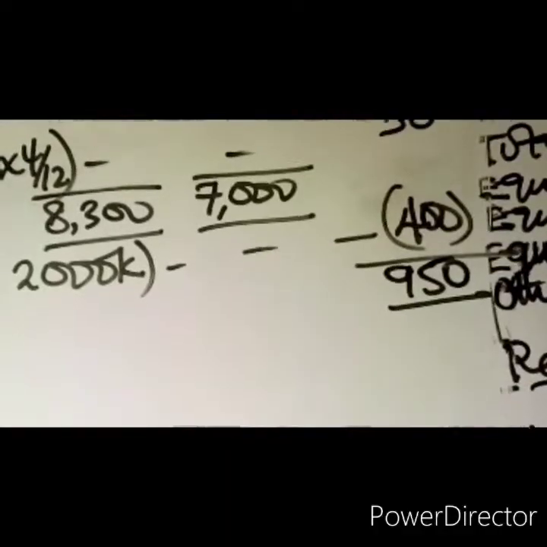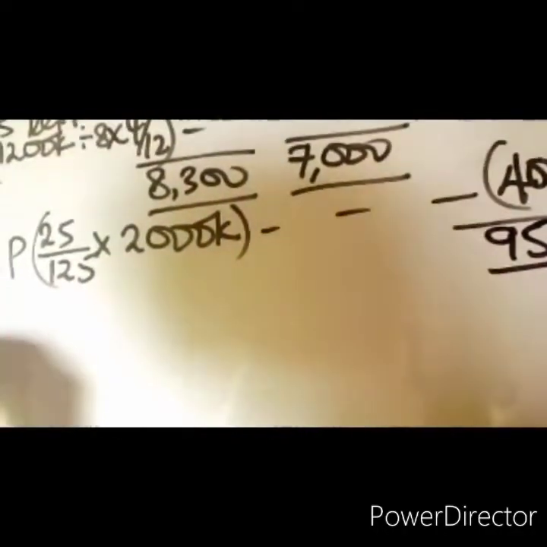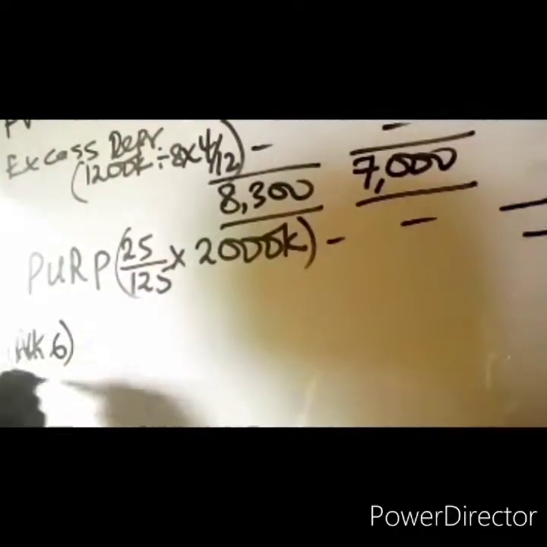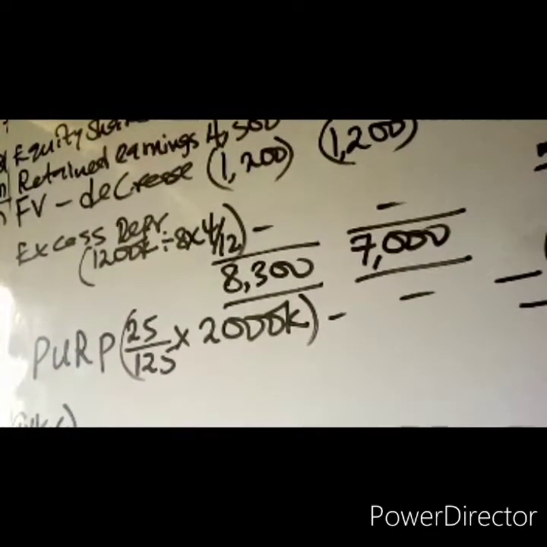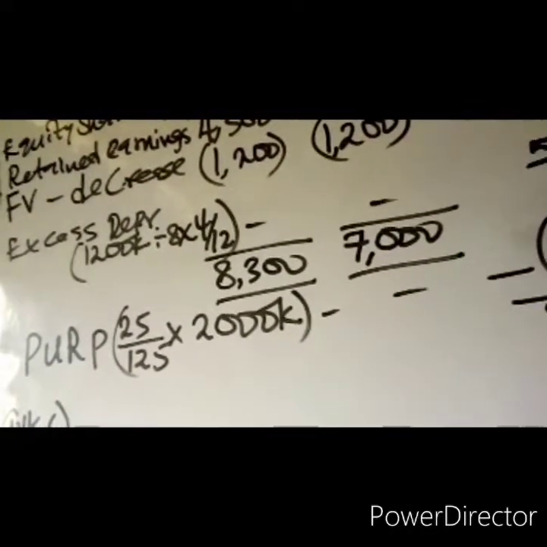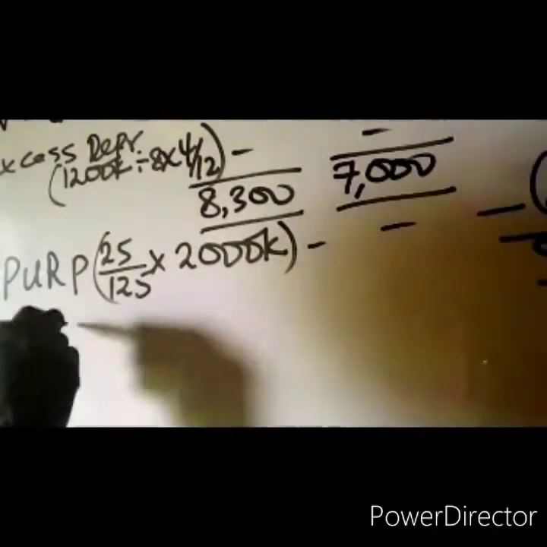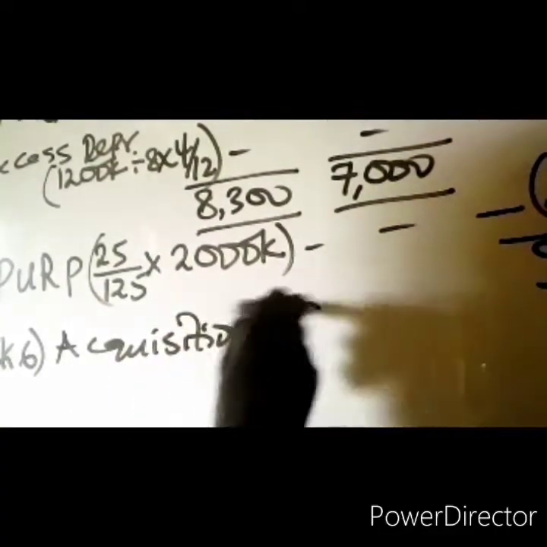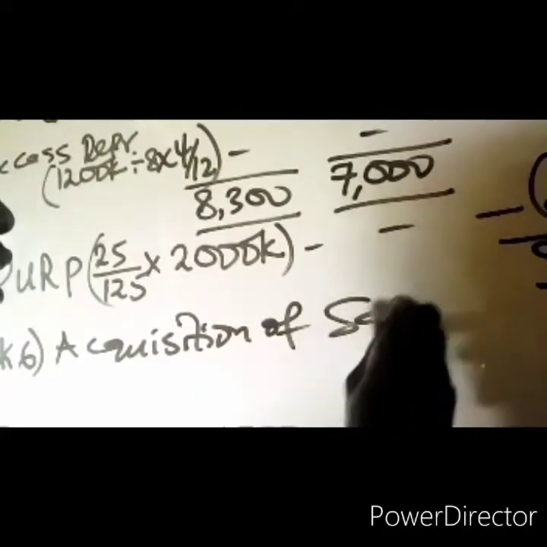So now we want to compute goodwill on acquisition of the subsidiary, working 6. Working 5 is the calculation of the pre-acquisition profit. We want to compute the goodwill on acquisition of Sanford.